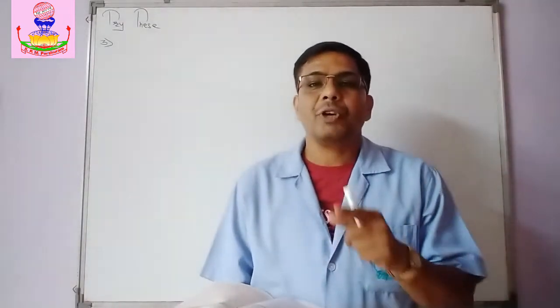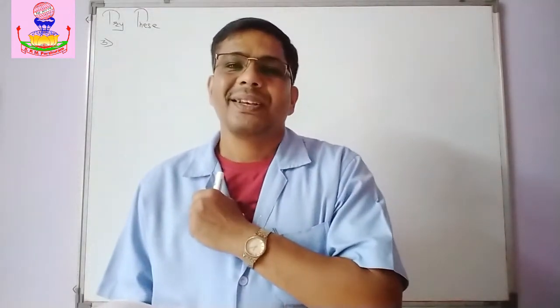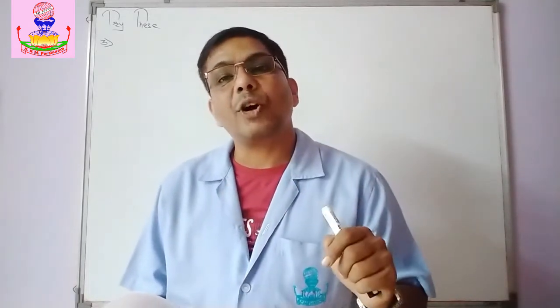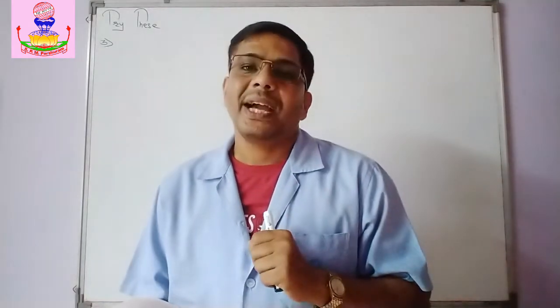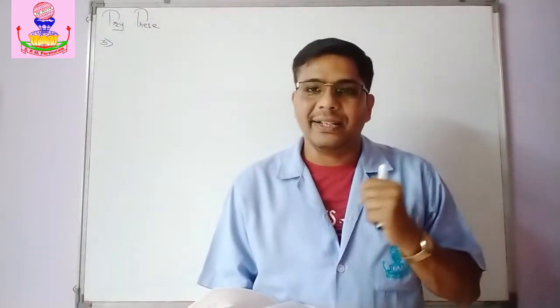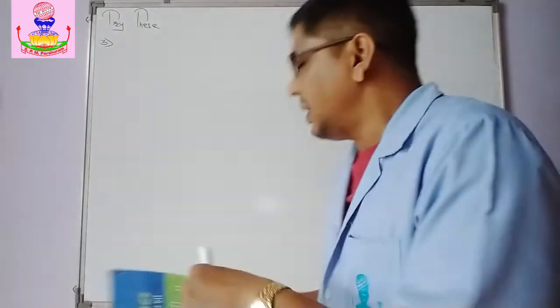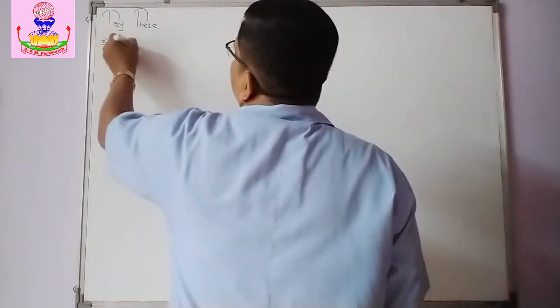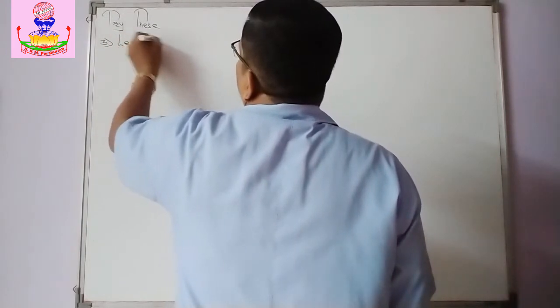Now the ratio is given. So how to solve? Here what you are supposed to do is assume a common multiple, any variable, okay, and from that we will get the value of the common multiple, and then using that common multiple we can find the value of the angles. So here I say let the common multiple be x.